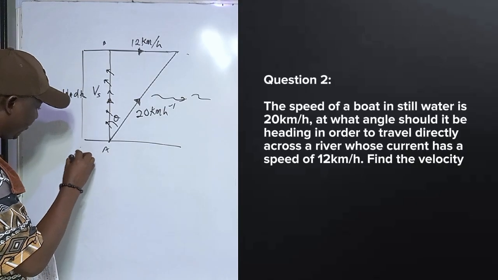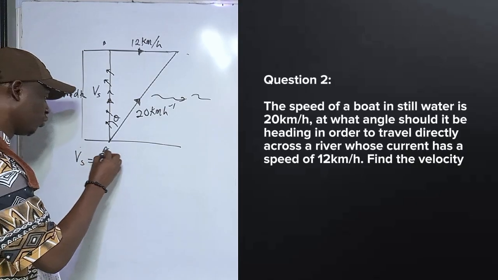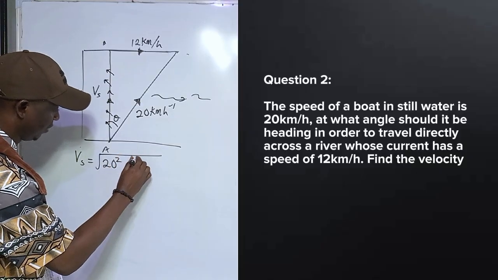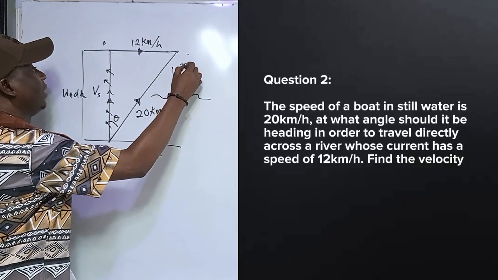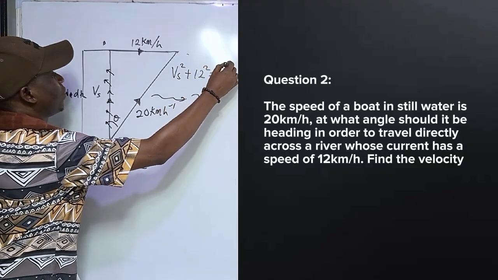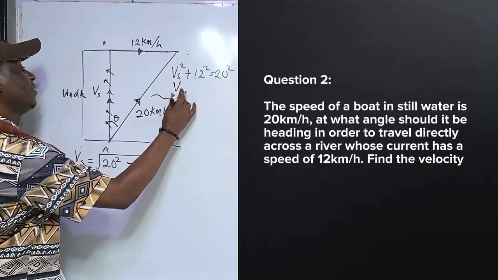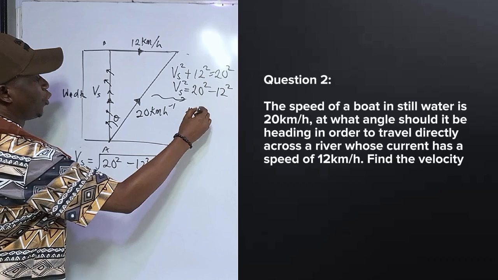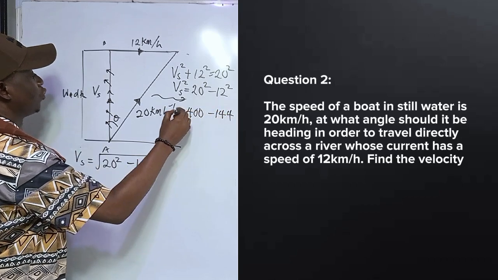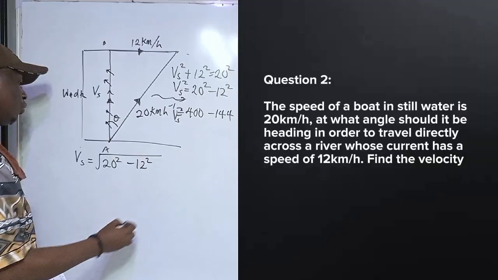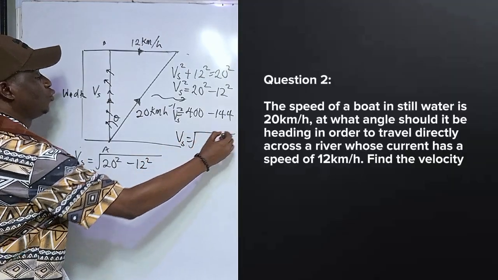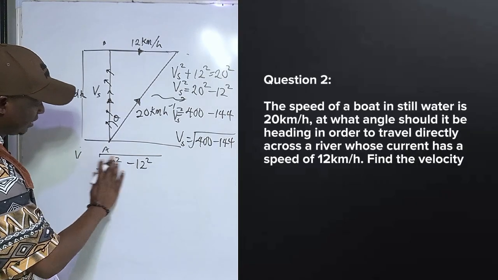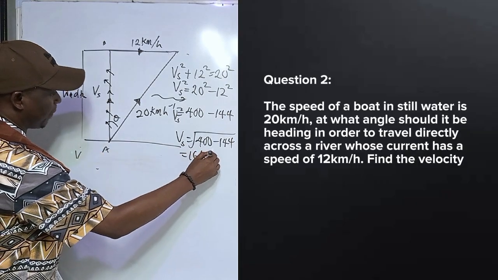So to solve it, we have to find VS. VS is equal to the square root of 20 squared minus 12 squared. How do we get that? VS squared plus 12 squared is equal to 20 squared, like my Pythagoras theorem. So VS squared equals 20 squared minus 12 squared, that is 400 minus 144 equals VS squared. The square root of 256 gives 16 kilometers per hour.